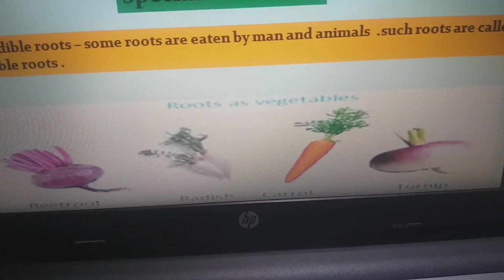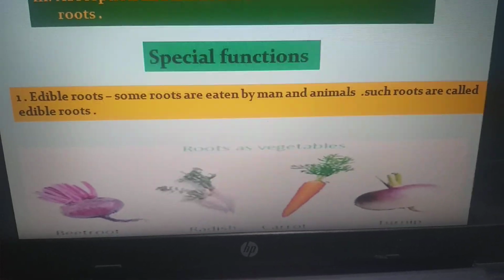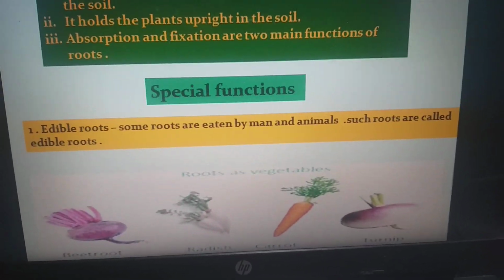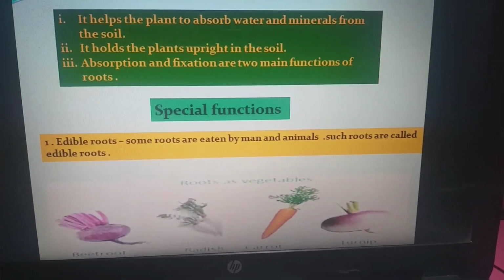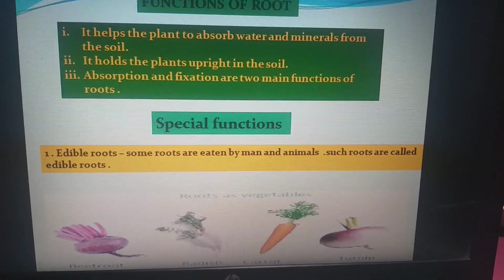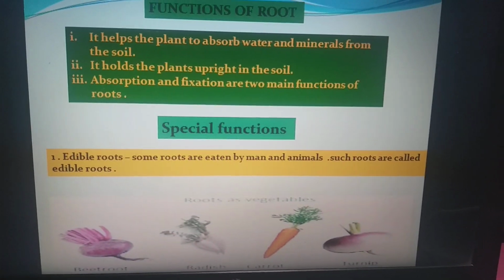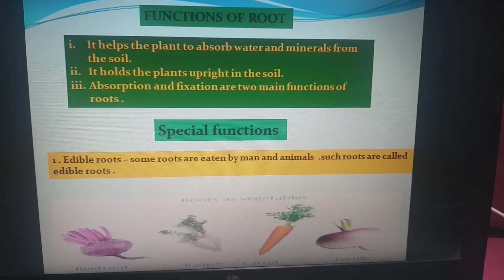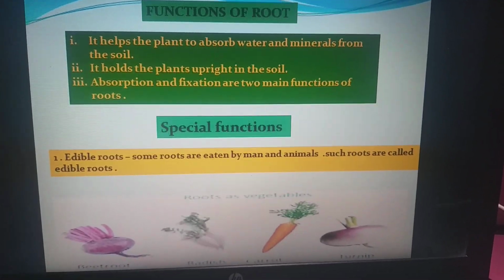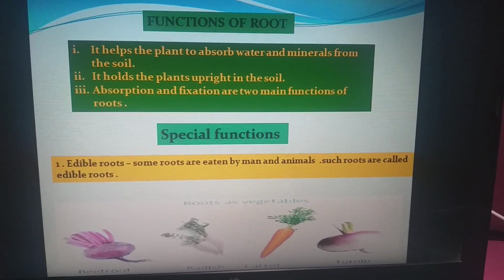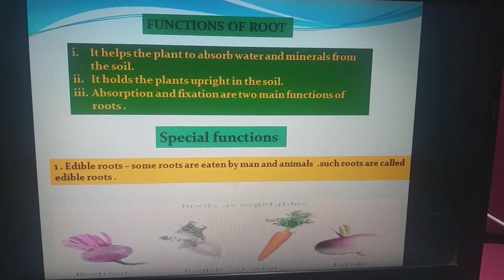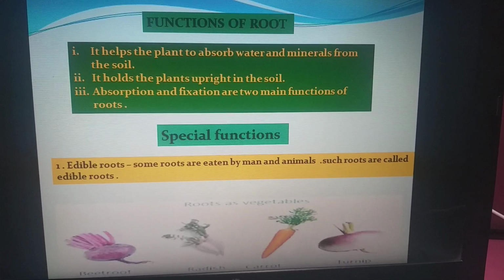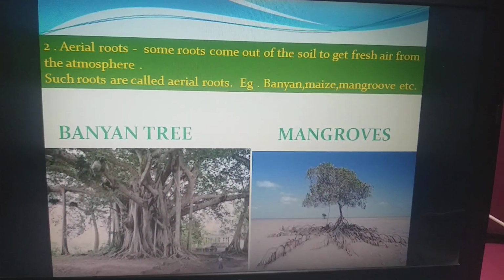So we have already studied that edible roots are carrot, radish, turnip, beetroot. These are some edible roots. They grow underground and store food in their roots. So these roots are edible. We can eat them.